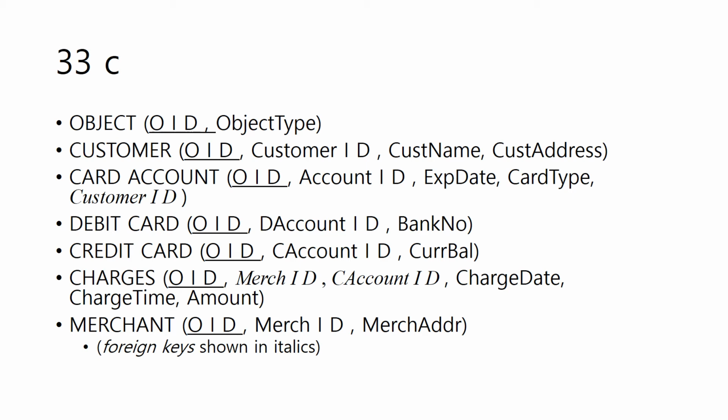Debit card: OID, debit card account ID, bank number. Credit card: OID, credit card account ID, current balance. Charges: OID, merchant ID, credit card account ID, charge date, charge time, amount. Merchant: OID, merchant ID, merchant address. Foreign keys are shown in italic.